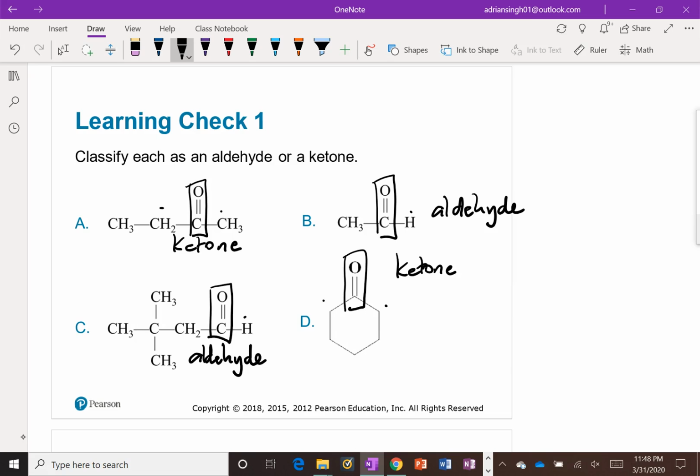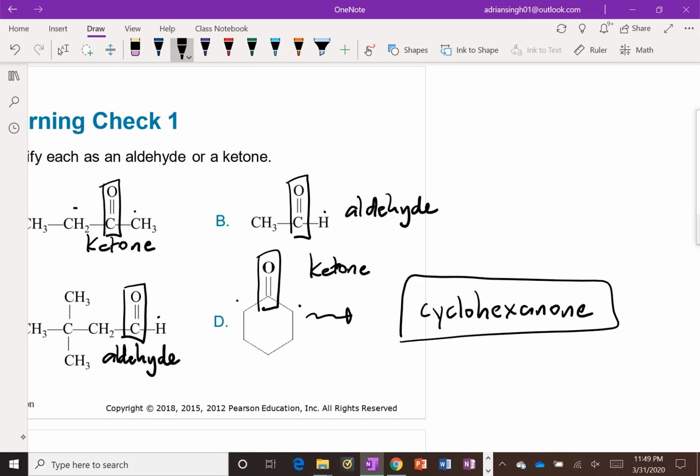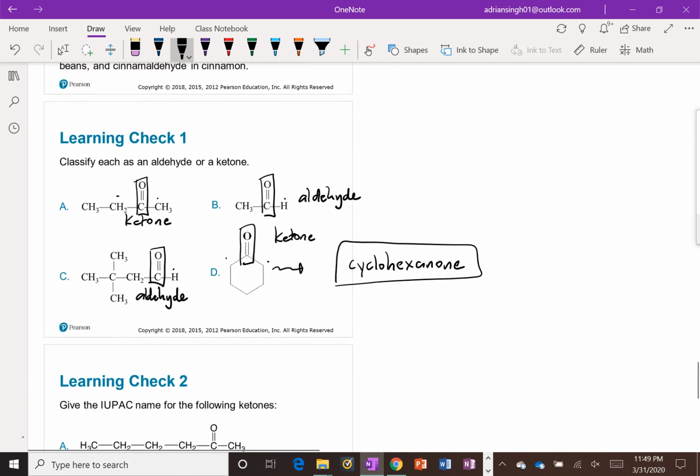It's a cyclic ketone. Specifically, right, the way that we would name this, we start with the alkane name. So a 6-carbon ring alkane would be cyclohexane. And then we drop the ending E, we replace it with ONE. Right, so that would be cyclohexanone, the systematic name for that cyclic ketone.